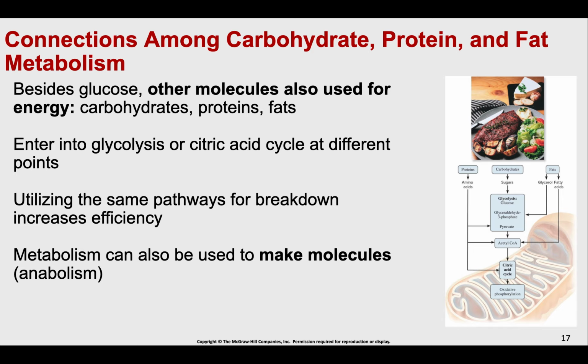Now, we only talked about glucose, right? We focused mainly on glucose, but other molecules can be used for energy as well. Molecules like carbohydrates and proteins and fats can enter into glycolysis and the citric acid cycle, just at different points. But ultimately, no matter what molecule is being used to create this energy, they're all going to utilize the same pathways in order to increase efficiency. That way the cell doesn't have to have a different pathway for carbohydrates and a different pathway for proteins and a different pathway for fats.